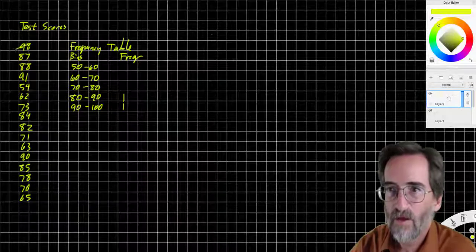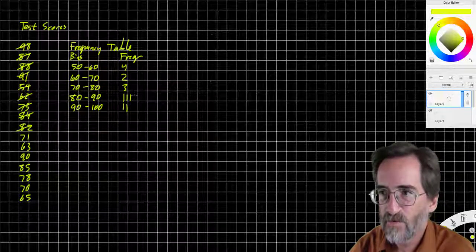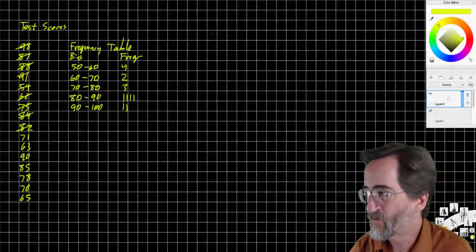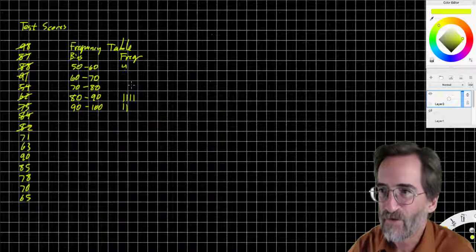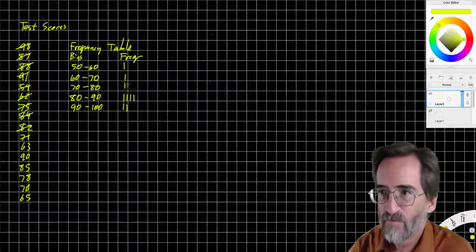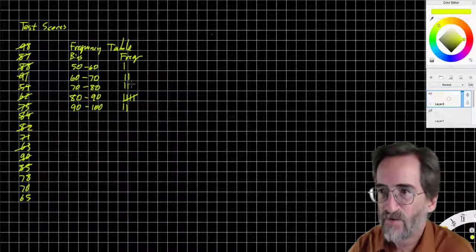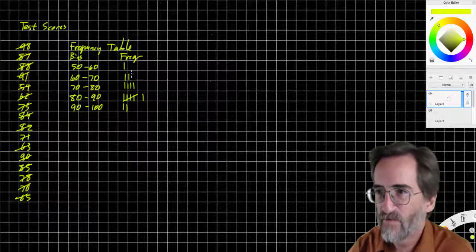87, 88, 91, 54, 62, 73, 84, 82. Whoops. I'm writing numbers instead of tick marks. Must still be early in the morning, one tick mark each. 71, 63, 90, we're just tabulating. 85, 78, 70, 65. Okay, so there's 1, 3, 4, 6, 2.